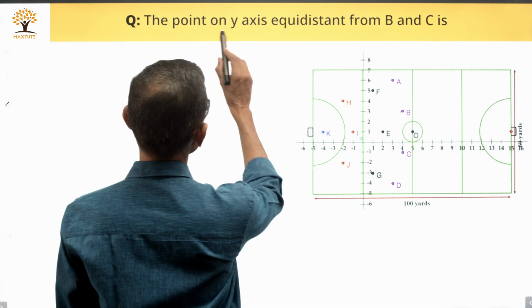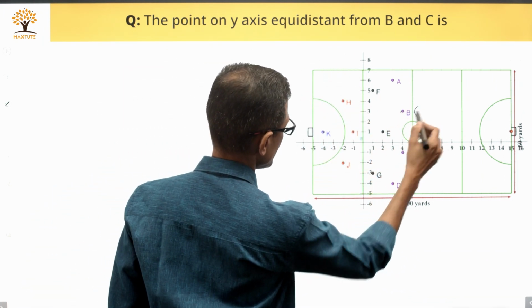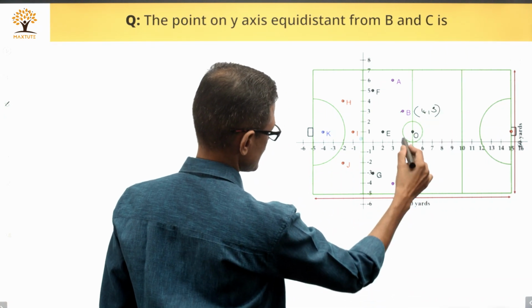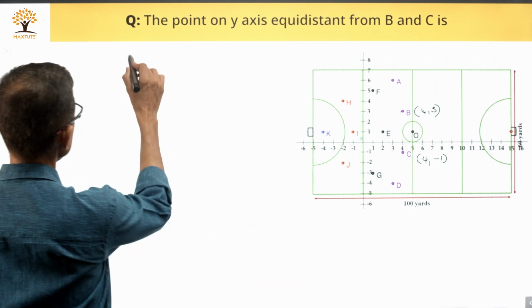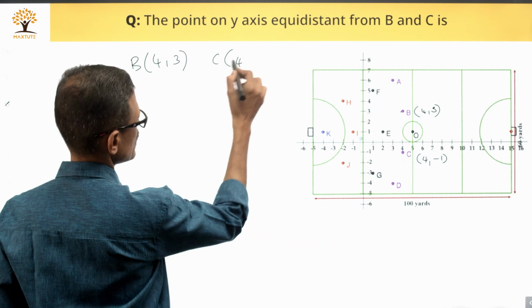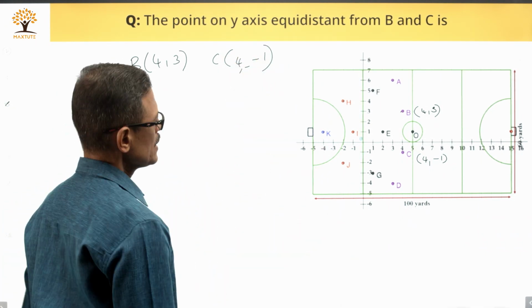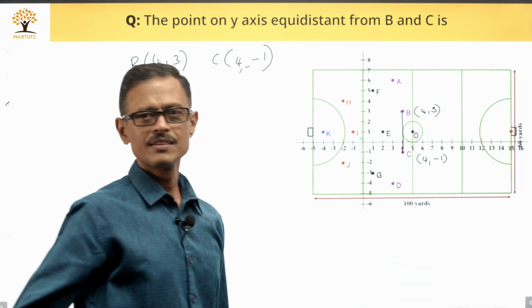So, we are trying to find out a point on the y axis that is equidistant from B and C. Coordinates of B, let us pick it up. This is essentially (4, 3). Coordinates of C are the same (4, -1). Okay. So, B is (4, 3), C is equal to (4, -1). BC is a line which is parallel to the y axis.